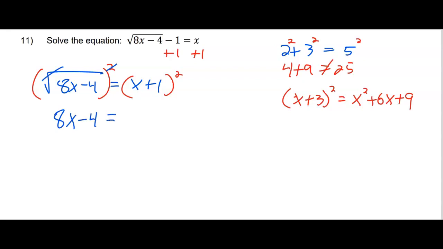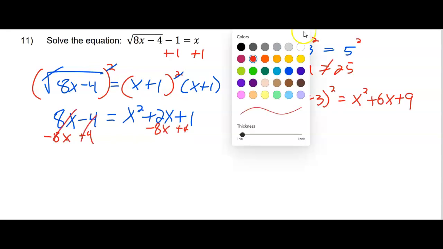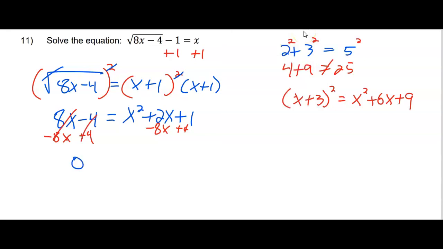Now that we've isolated the radical, the square and square root do reduce nicely. Now x plus 1 squared, well, we have to write it twice, FOIL it out: x squared plus 2x plus 1, x and x, 2x. This is now a quadratic equation. So I'm going to move all of the stuff on the left to the right by performing its opposite. We now have 0 equaling x squared minus 6x plus 5.